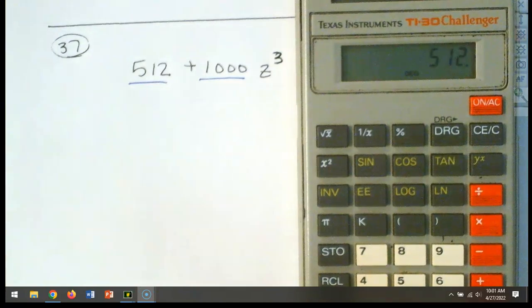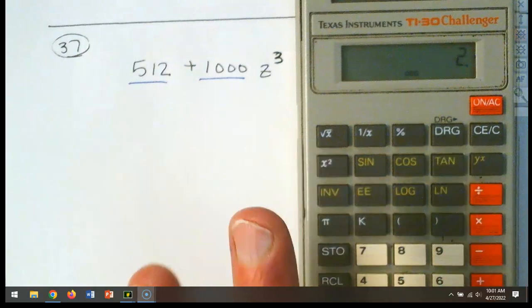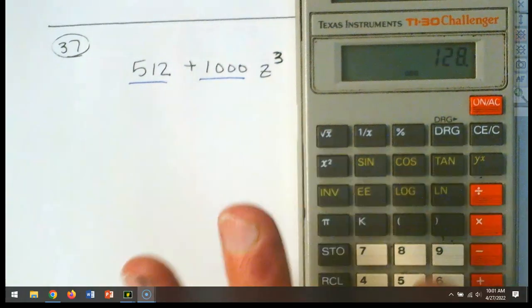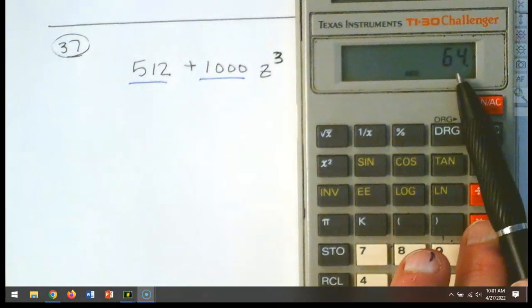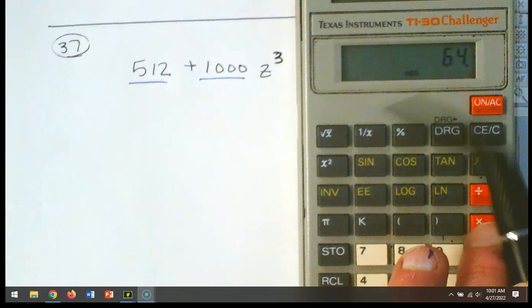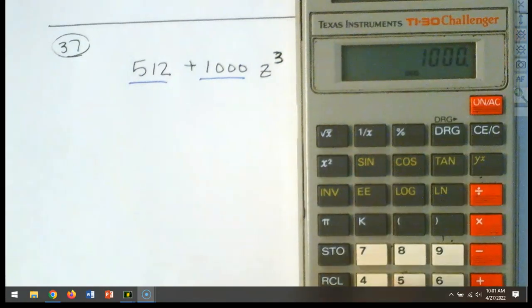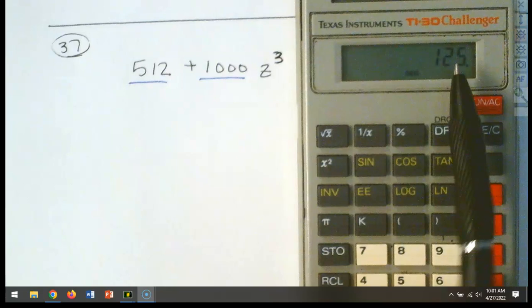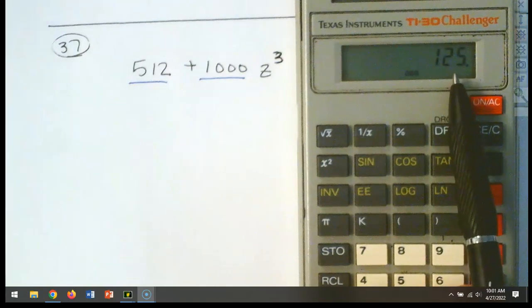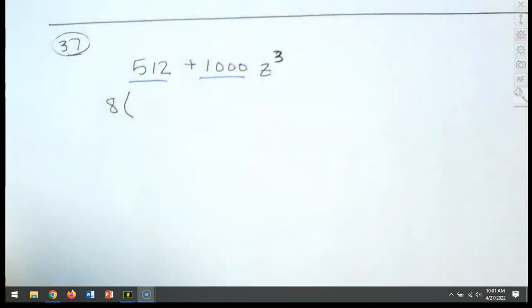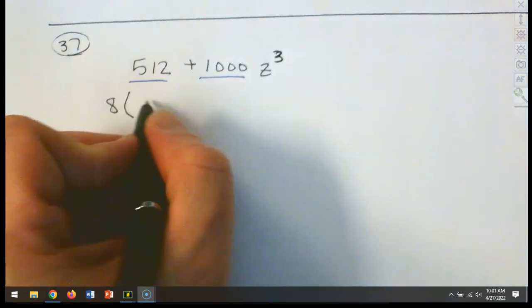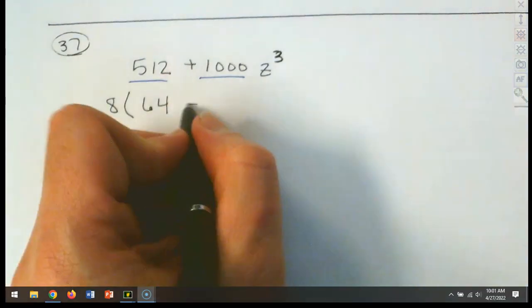So 512, okay? We can do a 2, right? It's still even. We can do another 2. We can do another 2. So it looks like 8's going to go in there. And by the way, 64 is a perfect cube. What about 1,000? Does 8 go into 1,000? Yep. 125, and 125 is a perfect cube. If you didn't factor the 8 out at the beginning, it would still work, but you'll have to do it at the end. And it's usually easier to do it at the beginning than at the end.